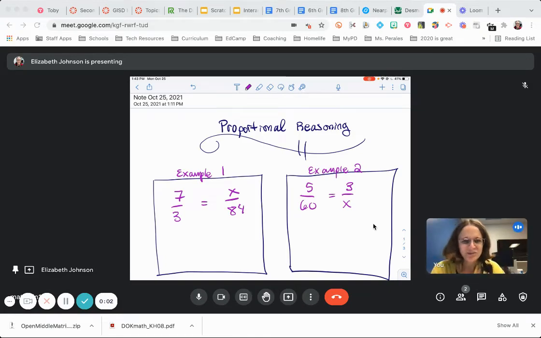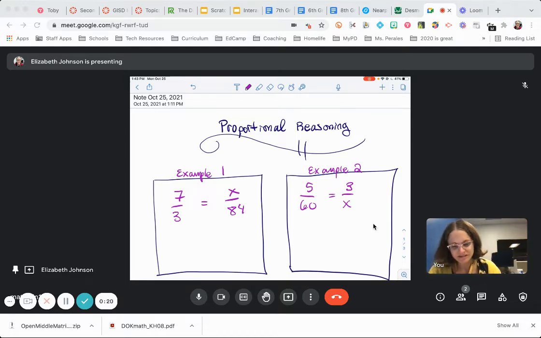Hey, so today we're talking about proportional reasoning. And last time we talked a little bit about proportions. We said that a proportion is just a statement that says that two ratios are equal. I've got two proportions right here. So really, these proportions are just describing some equivalent fractions.